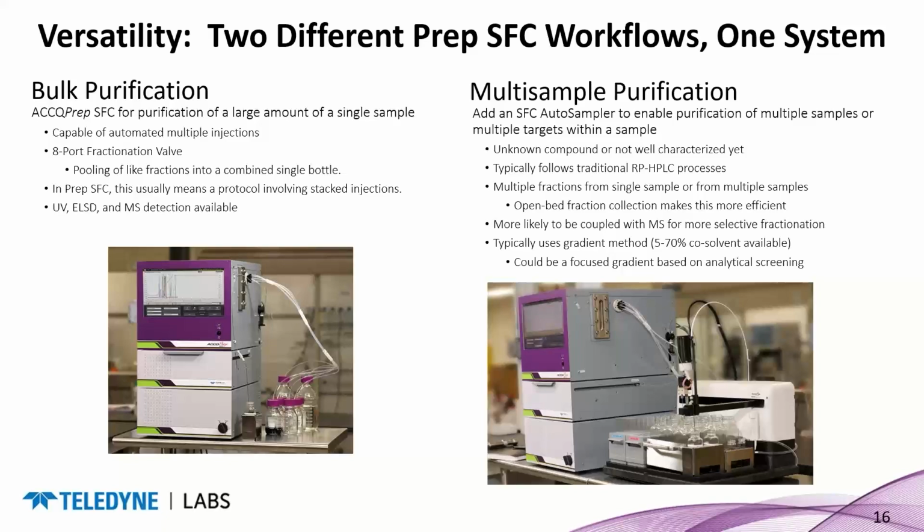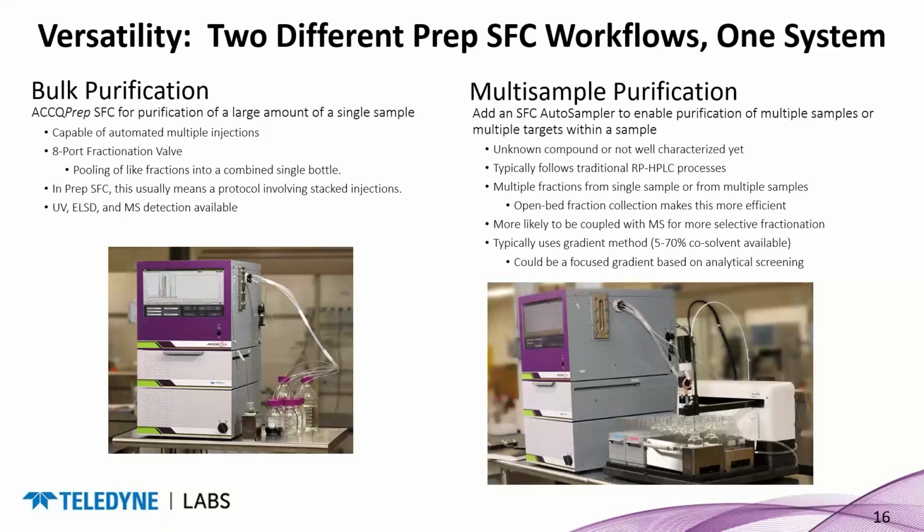And in this case, if you're wanting to run gradients with samples that have a wide range of non-polar to polar components in them, you can run gradients on our system anywhere from 5% co-solvent up to 70%, which is a higher coverage than some of the commercial prep systems out there today.